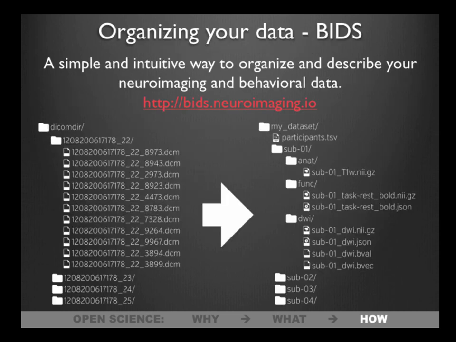Finally, organizing your data. I mentioned BIDS before. BIDS also comes out of Stanford from Chris Gorgolewski and Russ Poldrack. It is a very simple and intuitive way of organizing and describing your data, whether it's neuroimaging or behavior. It puts it into a file structure that everyone has had to make this decision before. You've had to decide whether you're going to put your subjects over your modalities or your sessions and whatnot.